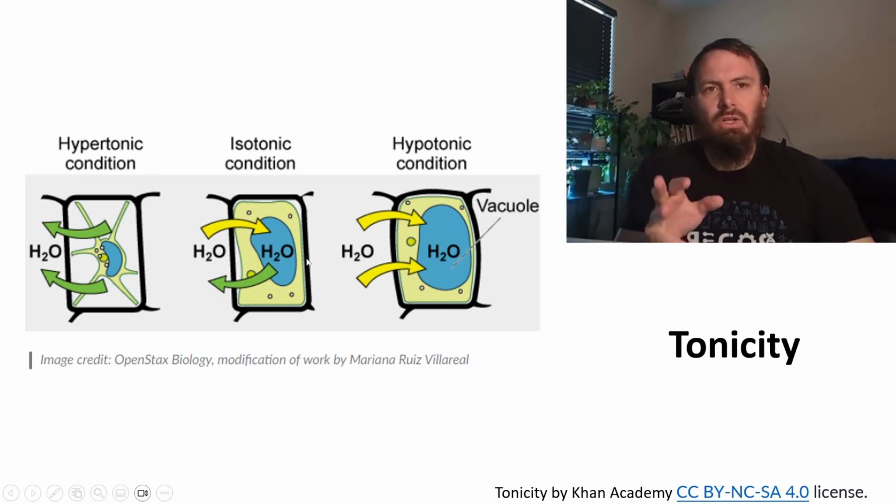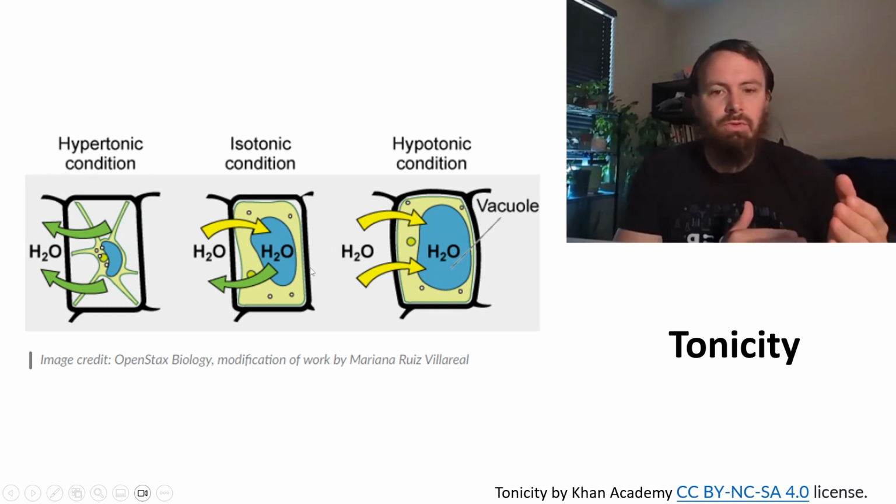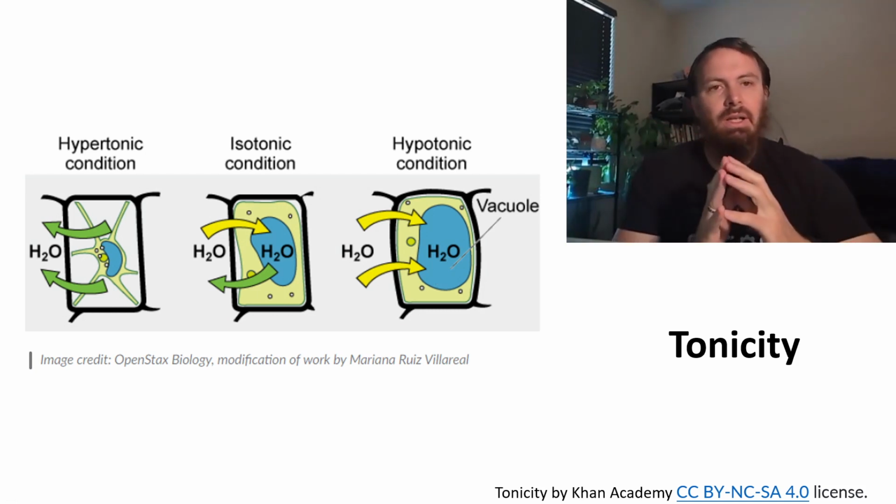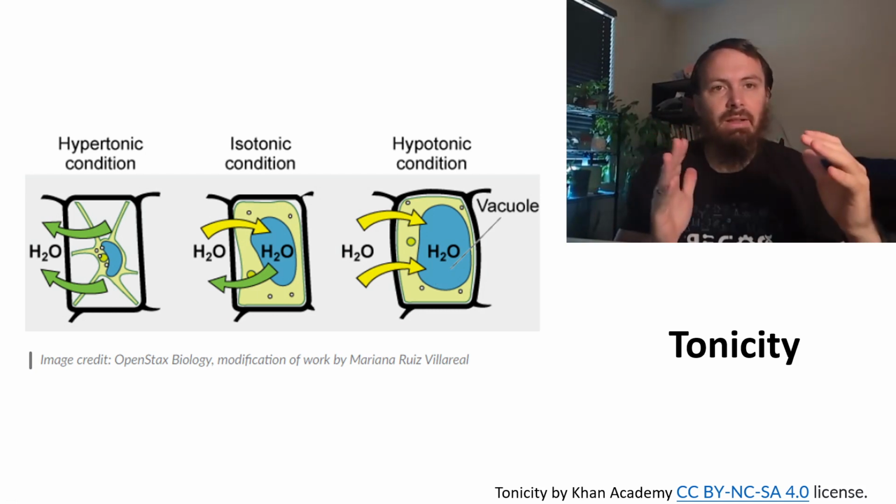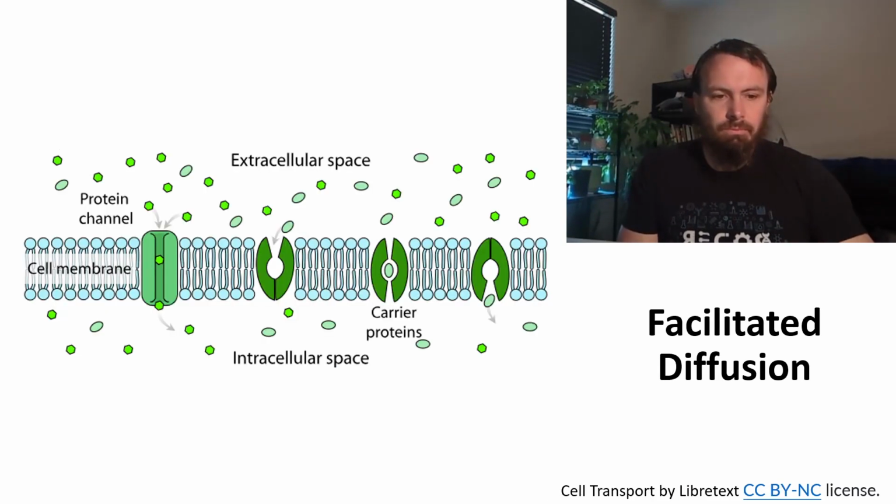Now, we're going to talk about water potential and why and when water moves, but keep in mind that in a hypotonic state, water moves into the cell and creates turgor pressure. And turgor pressure is that pushing of the water against the cell wall, creating that rigidity.